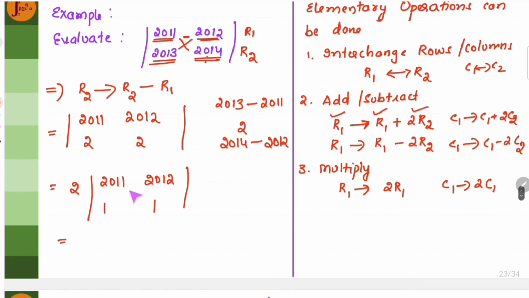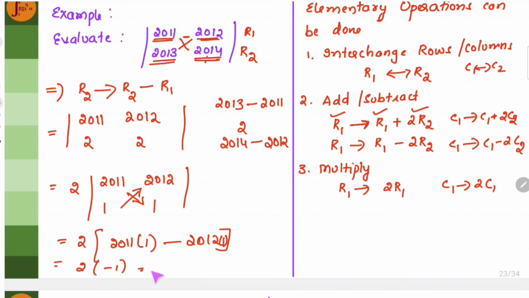So now we'll use the determinant calculation. What is the determinant calculation? 2 into 2011 into 1 minus 2012 into 1, which is 2 into minus 1, which is minus 2. So this is the determinant value.